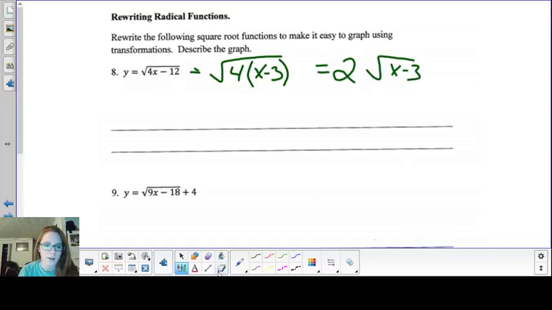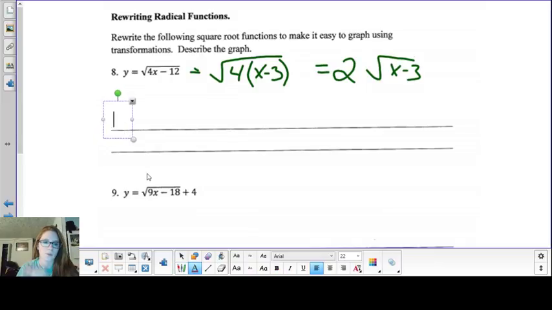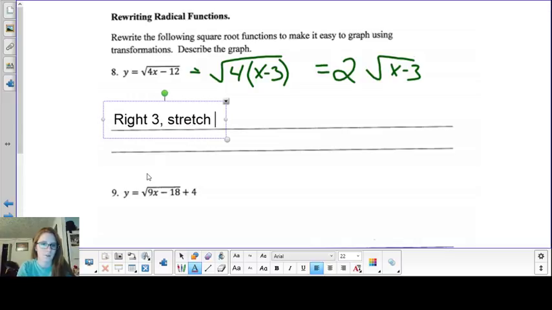Then I'm asked to go ahead and describe the graph. So, because I'm going to a minus, I'm going to go to the right. So I'm going to go to the right 3. And I'm going to stretch by a factor. Wow, I cannot spell today. Stretch by a factor of 2. And that 2 came from the square root of 4.